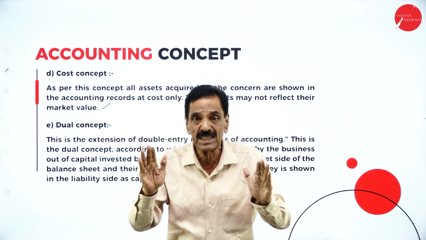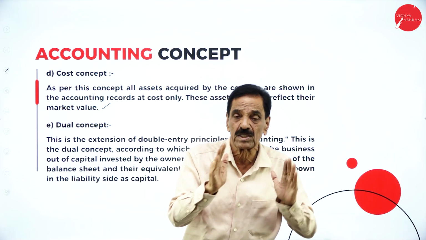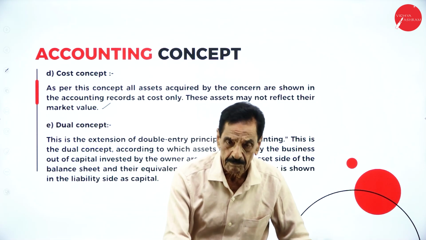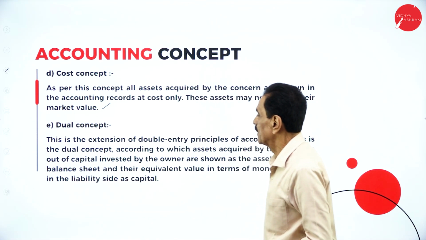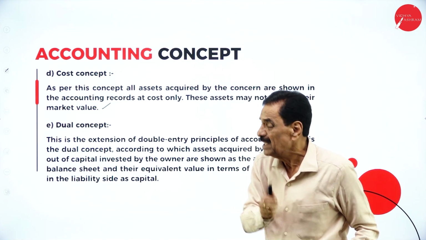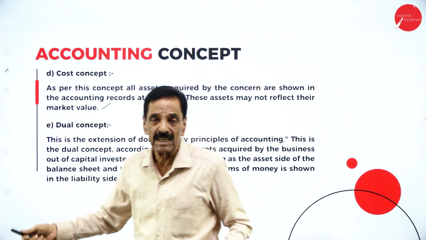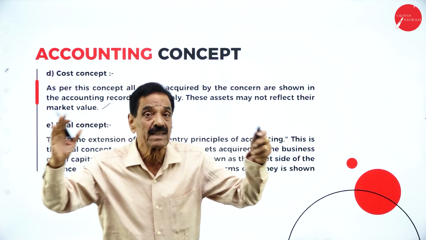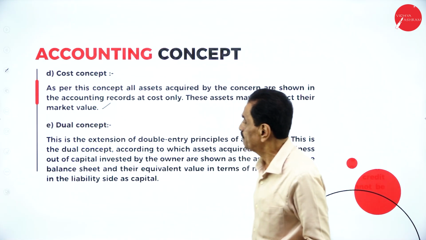Means our asset is our capital. What's the intention? Our asset is our capital. Then, dual aspect concept. For every corresponding debit, there is a corresponding credit. What is the rule? For every corresponding debit, there is a corresponding credit.